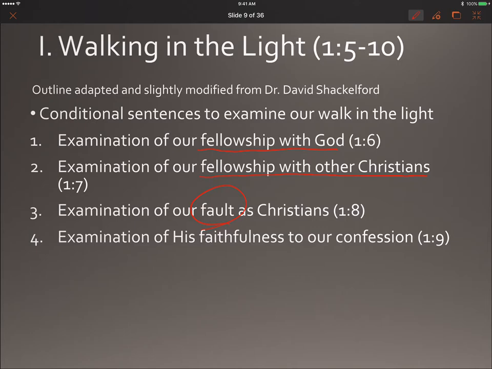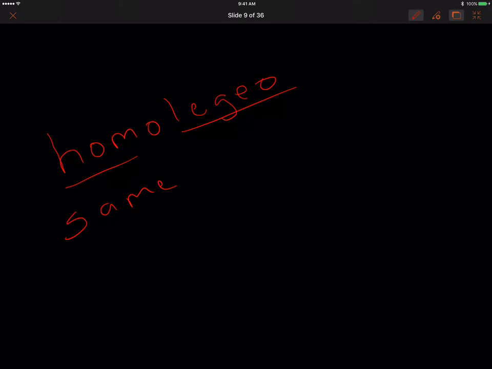Confession is a very interesting word there. It is the Greek word which we would transliterate homologeo. It comes from two words, homo and legeo. Homo means same. Legeo means to speak or to say.